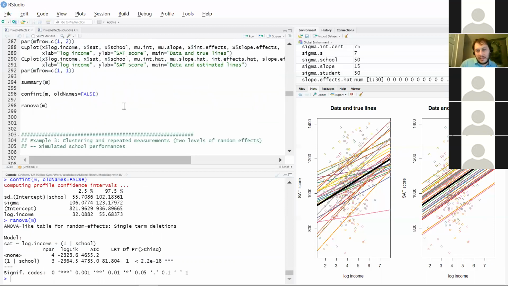All right, so anyway, that's another example. Different groups or different clusters have their own true line relating to quantitative variables, and those lines deviate from some overall true line with some normal deviations in their slope and intercept.